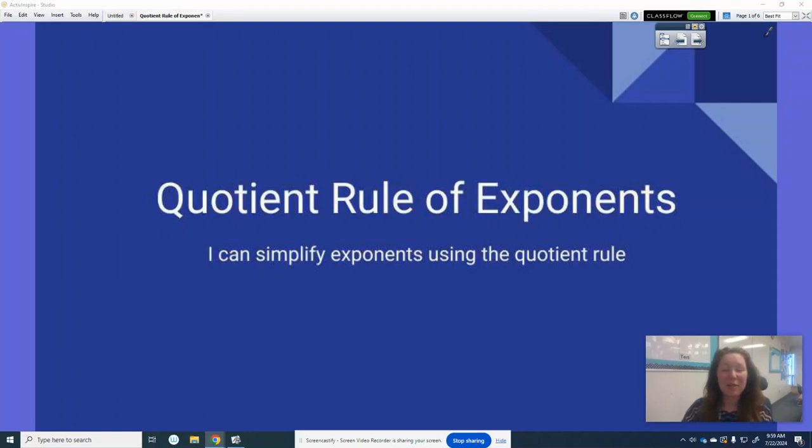Hi, today we're going to learn about the quotient rule of exponents. Our goal is: I can simplify exponents using the quotient rule. Feel free to pause the video as often as you need.